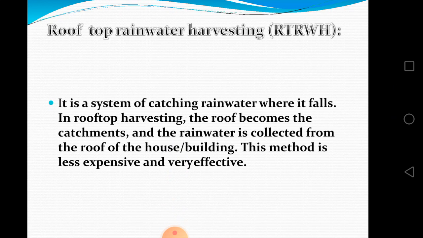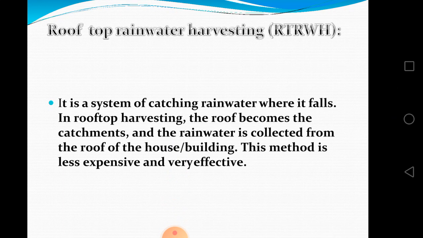It is a system of catching rainwater where it falls. In rooftop harvesting, the roof becomes the catchment and the rainwater is collected from the roof of the house or building. This method is less expensive and very effective. In this system, the main method is rooftop collecting. Then, a lot of urbanization is there.